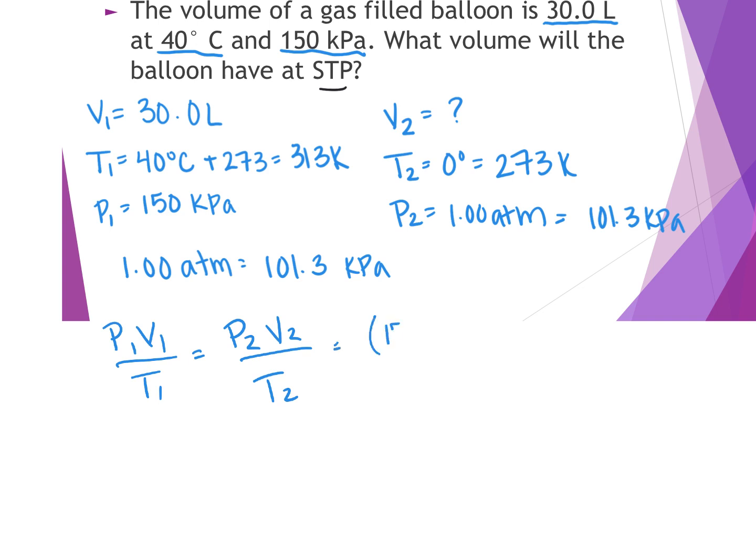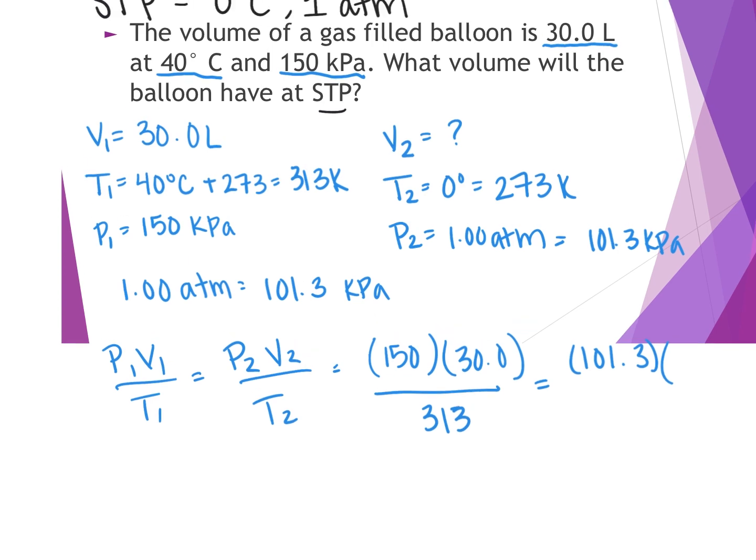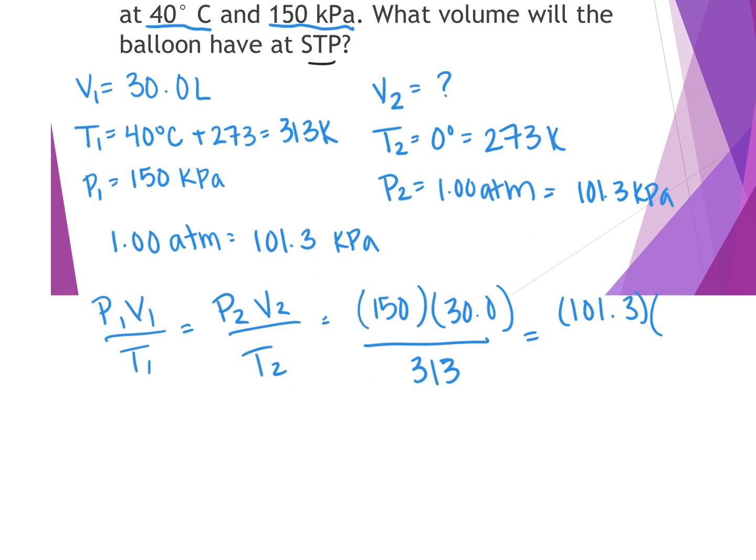150. Okay, so we have 150. Let me back up for a second. Before you plug your numbers in, as long as your units look good up here, you can drop your units in the equation part. So we have 150. V1 is 30, and I'm going to drop the units to keep life simpler. And then T1 is 313. P2, 101.3. V2 is what we're solving for, so I'm going to use V2. And then T2 is 273.